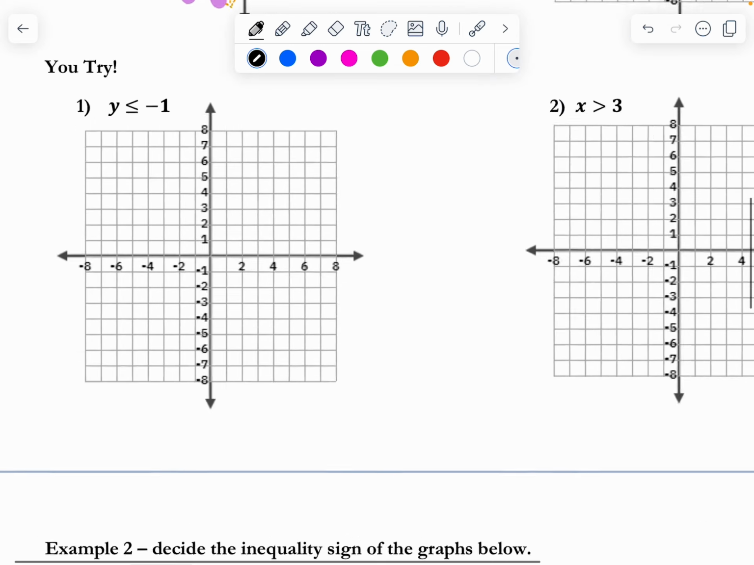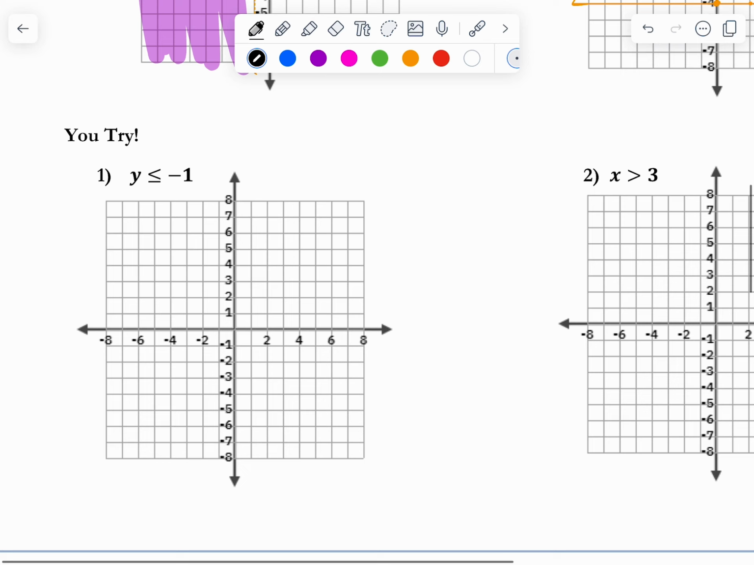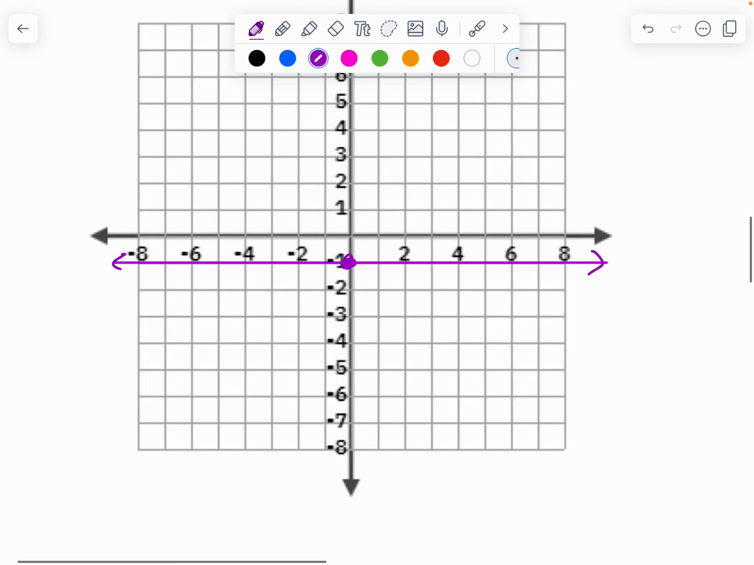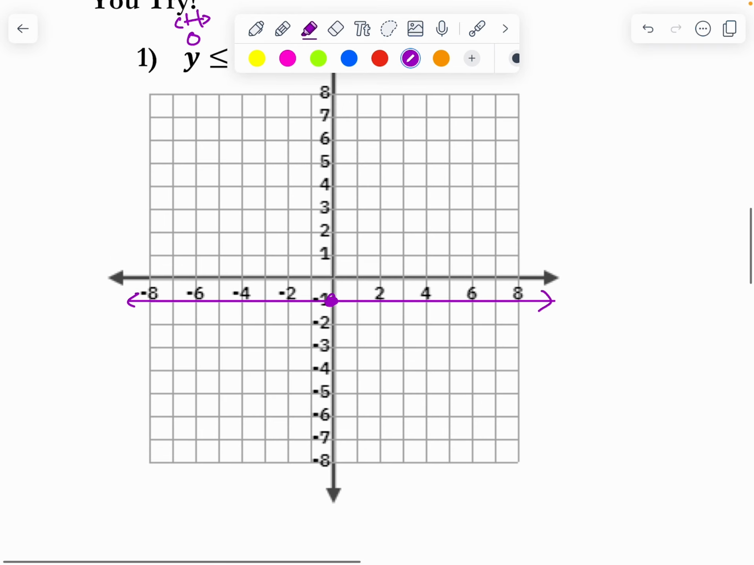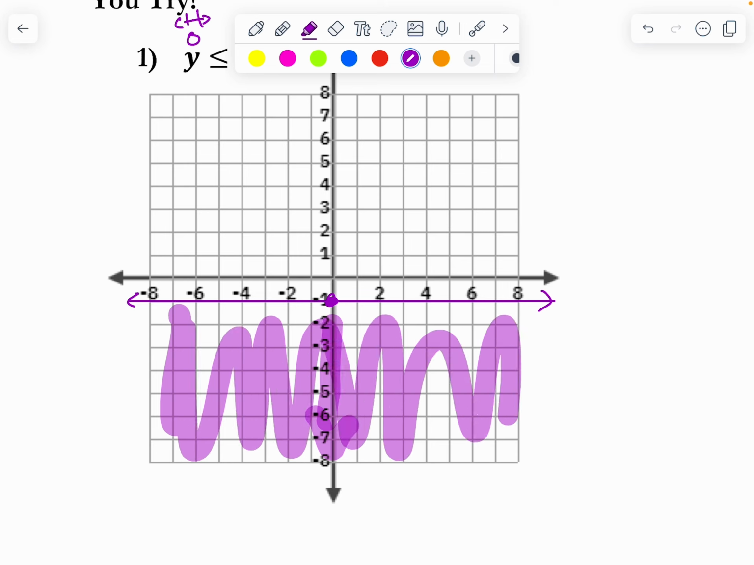All right. So again, this is y, right? So y goes here, horizontal. So we want a horizontal line at -1. And it's less than or equal to, right? So we have a solid line. If you say equal to, we have a solid line. And what are numbers less than -1? Well, -2, -3, -4, all this way. So we're going to go ahead and shade down.